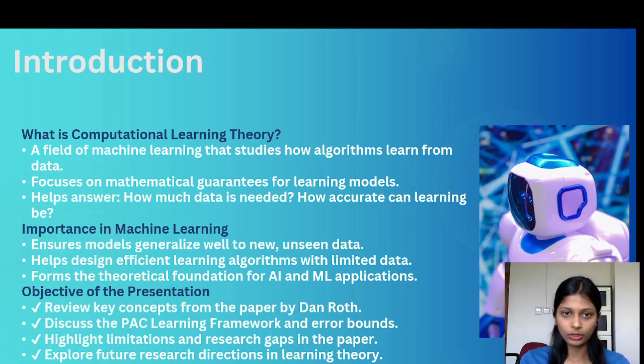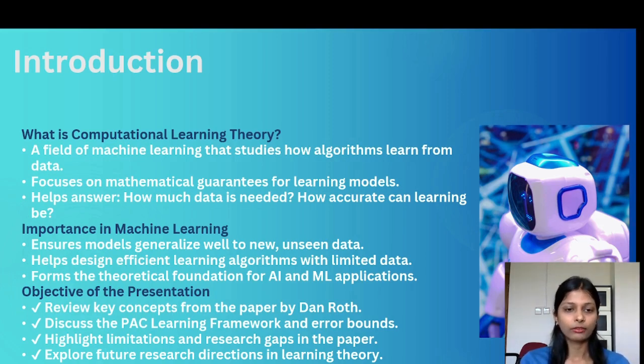What is computational learning theory? A field of machine learning that studies how algorithms learn from data, focuses on mathematical guarantees for learning models. It helps to answer how much data is needed and how accurate learning can be. See the importance of machine learning. It ensures that models generalize well to new unseen data, helps to design efficient learning algorithms with limited data, and forms the theoretical foundation for AI and ML applications.